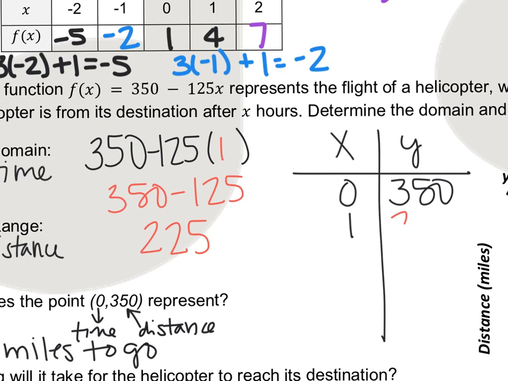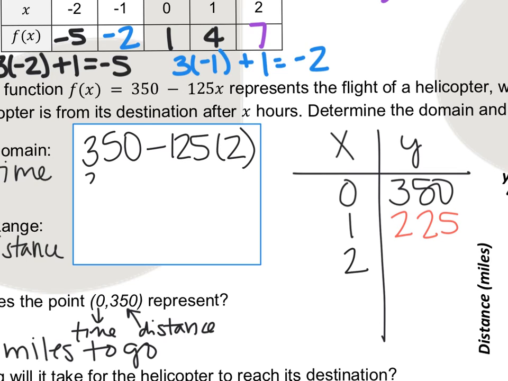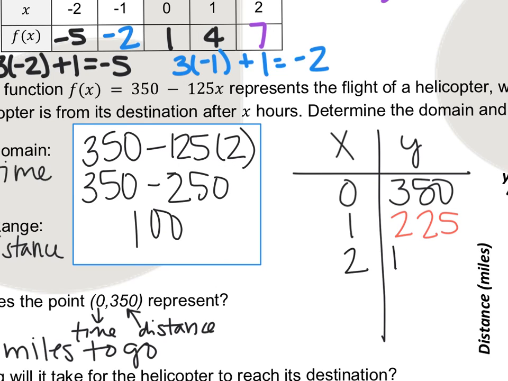So after 1 hour, we'll have 225 miles left to go. And then I can do that again for 2 hours. So I have 350 minus 125 times 2. Well, that's going to be 350 minus 250, which is going to be 100. So after 2 hours, we'll have 100 miles to go.